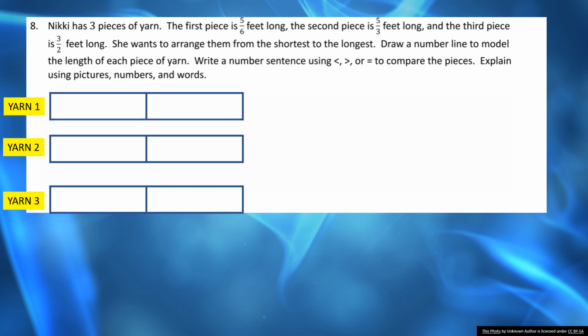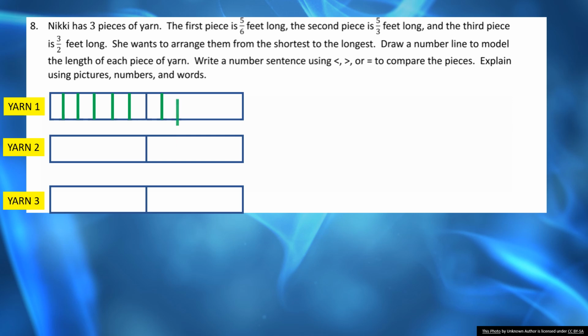Now let's start partitioning. The first piece is 5/6, which means I need to partition each one of my whole rectangles into sixths. All right, so let's go ahead and partition my 2 rectangles that represent my first piece of yarn into sixths. So 1, 2, 3, 4, 5, and the 6th line is in the middle, right?